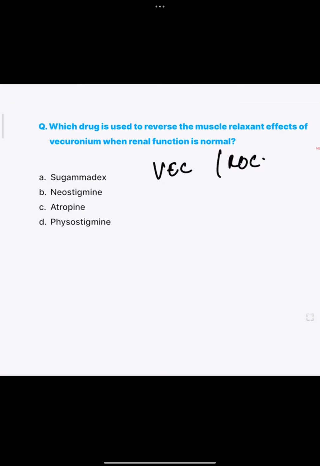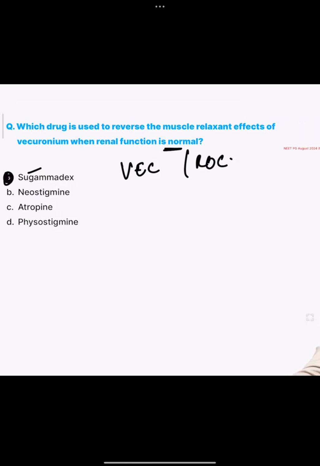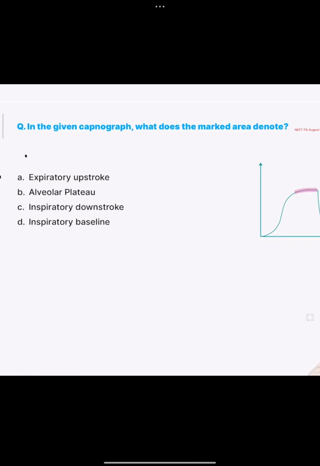But if the patient's renal function is impaired, don't give sugammadex, directly go with neostigmine. But when renal function is normal, you can always go with sugammadex, which is far better than neostigmine. Neostigmine can cause bradycardia. Sugammadex will not cause bradycardia, and sugammadex is more rapid acting when compared to neostigmine in reversing the effect of muscle relaxant. So that's regarding sugammadex.